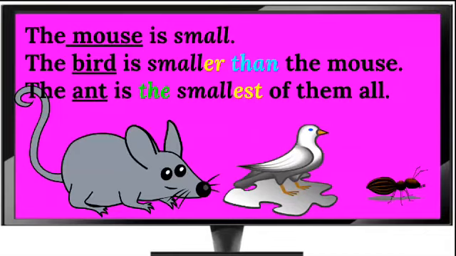So here we have our est at the end of our adjective to form the superlative form of the adjective, and we have that the before that superlative degree. We usually add the before our superlative degree. So again, the ant is the smallest of them all.